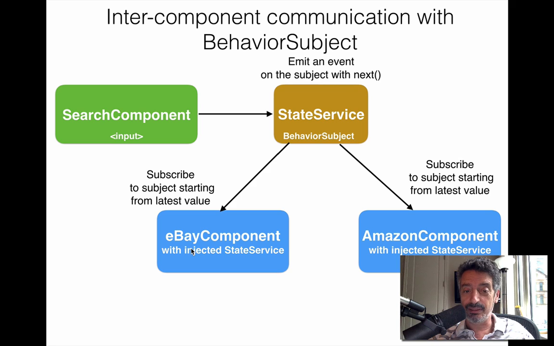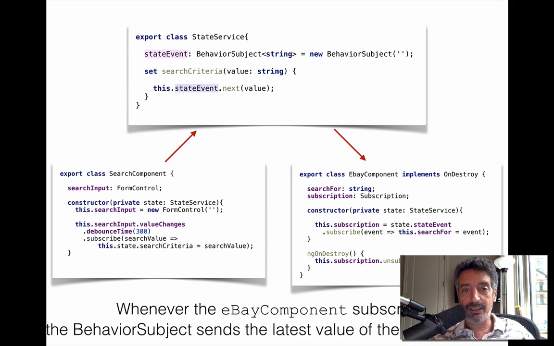Next, I have two components, eBay and Amazon. I don't know at which point any of those will be created, but as soon as the component is created, I will immediately subscribe to this behavior subject that is sitting inside the state service. And once again, since behavior subject remembers the last value pushed, in my case it would be AAA, right? While I was working with eBay, and then I go to Amazon, AAA will be pushed by behavior subject to Amazon right away.